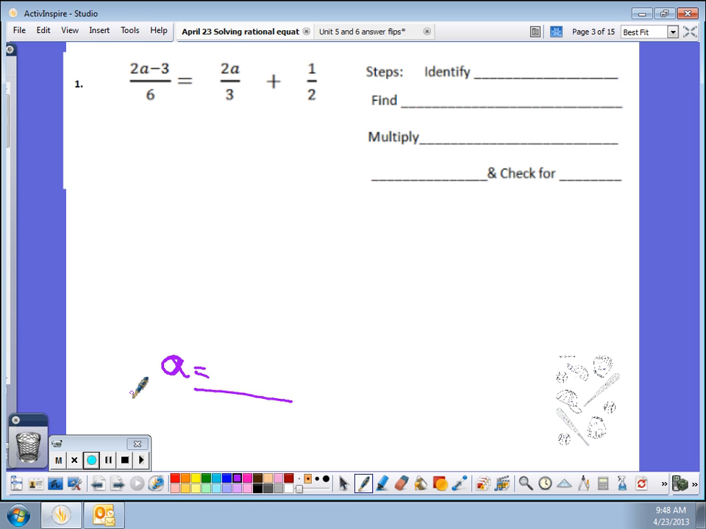But we need to be careful about restrictions. We're never allowed to have what in the denominator? A 0. So if there was an a down here, we'd have to be careful and restrict certain a values. But in this case, there aren't any a's in the denominator, so we don't have to worry about our restriction. But the very first step is going to be identify any restrictions we need to make.